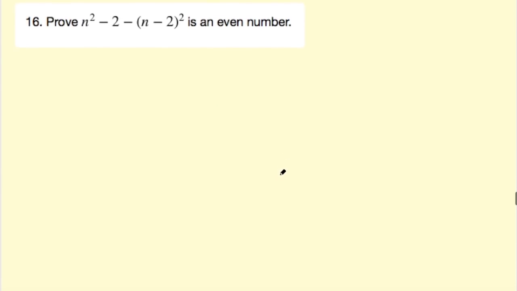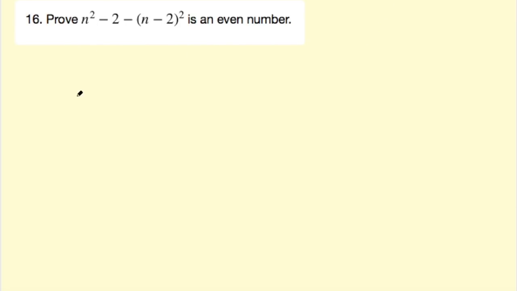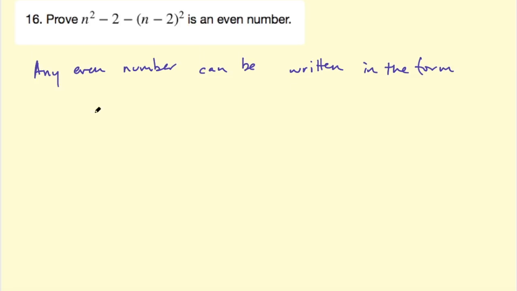Next one, I like this question too, nice and neat. Again, if you can see the process, it's an easy few marks in this exam. So we need to prove that n squared minus 2 minus n minus 2 all squared is an even number. Now, we need to show that in the form. So any even number can be written in the form 2k.